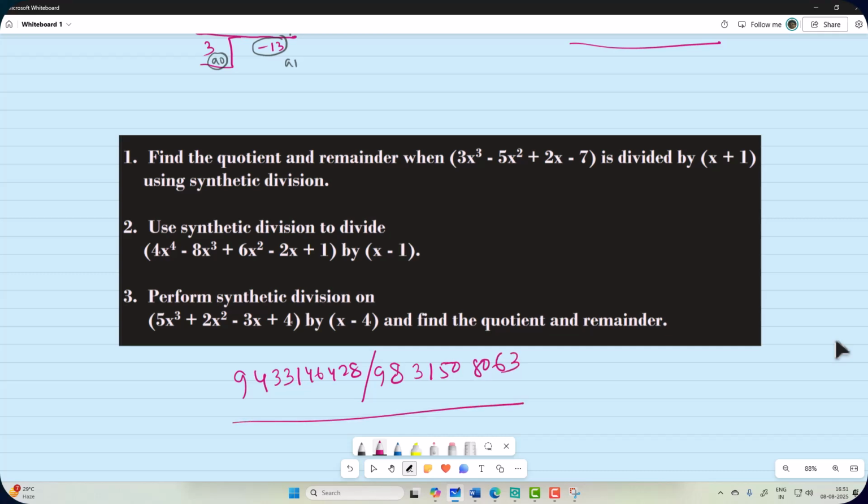So first one is quotient and remainder finding when divided by x plus 1. Second one, just synthetic division to divide, same question basically. And perform synthetic division by x minus 4. Find the quotient and remainder. Learn the method and you should practice where you can express a polynomial in terms of a first degree polynomial.